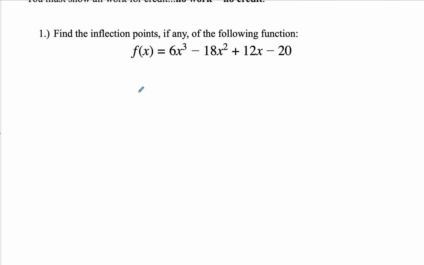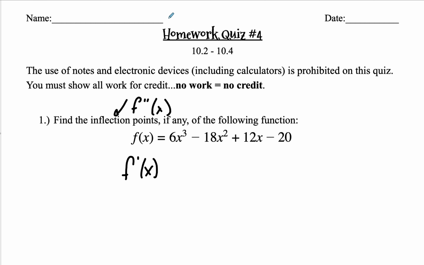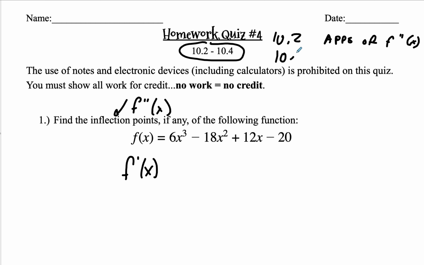So far, what I'm looking at, people are getting the right idea. You want to begin by calculating the first and second derivative, all right, because inflection points concern the second derivative. And if you look at the sections here, 10.2 was applications of the second derivative, 10.3 was curve sketching, which was not covered here, and 10.4 was optimization 1.